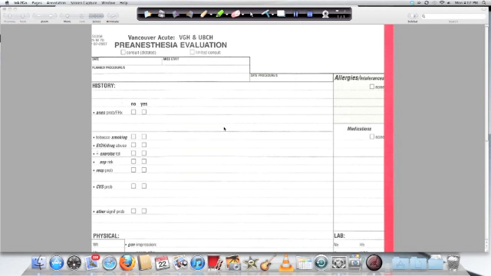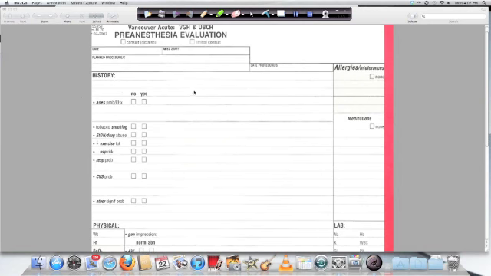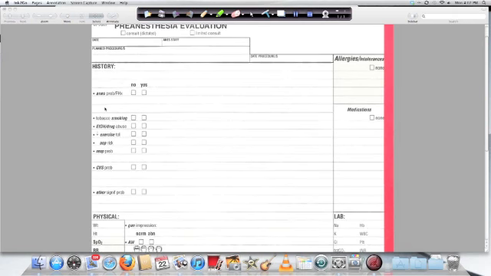So when you start chatting to the patient, usually you begin with, have you had any surgery in the past? And if so, have you had any problems with anesthesia? And obviously you tick yes or no here. And if it's yes, then you detail what those problems were. In a case like malignant hyperthermia, then that's a big deal.